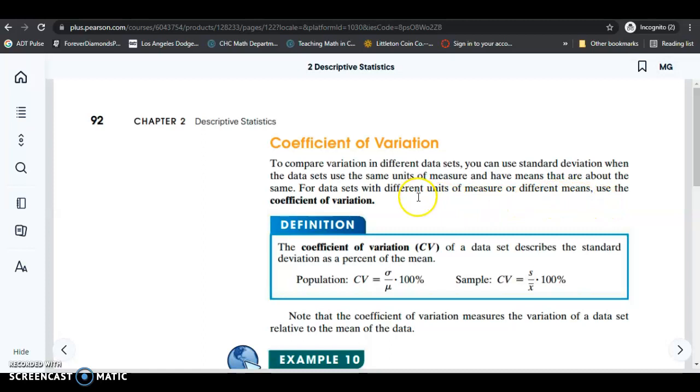So for data sets with different units of measure or different means, we're going to use the coefficient of variation to compare the variation between two data sets. And these are the formulas that you're going to use. They're actually the same formula. One's for the population, if you have data for the entire population, and the other formula is for sample data. The coefficient of variation, abbreviated CV, of a data set describes the standard deviation as a percent of the mean. So essentially both these formulas are the same.